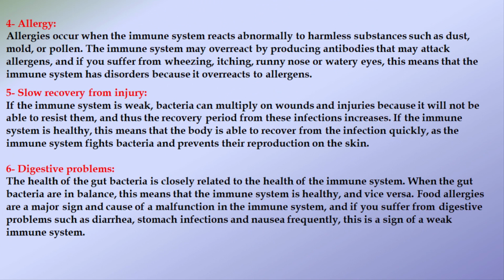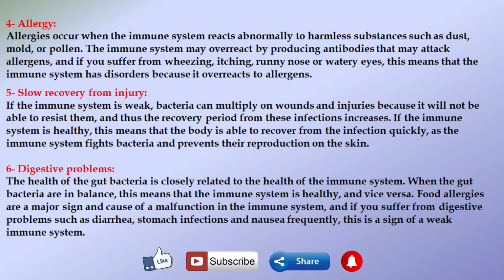4. Allergy. Allergies occur when the immune system reacts abnormally to harmless substances such as dust, mold, or pollen. The immune system may overreact by producing antibodies that attack allergens, and if you suffer from wheezing, itching, runny nose or watery eyes, this means that the immune system has disorders because it overreacts to allergens.